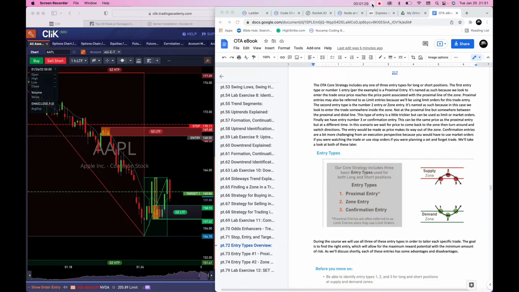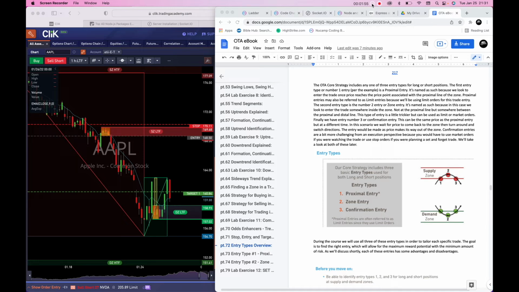entry. The second entry type is the number two entry, or zone entry. It's named as such because in this case we look to enter the trade somewhere inside the zone, not at the proximal line, but somewhere between the proximal and the distal line. This type of entry is a little trickier, but can be used as a limit or market order.